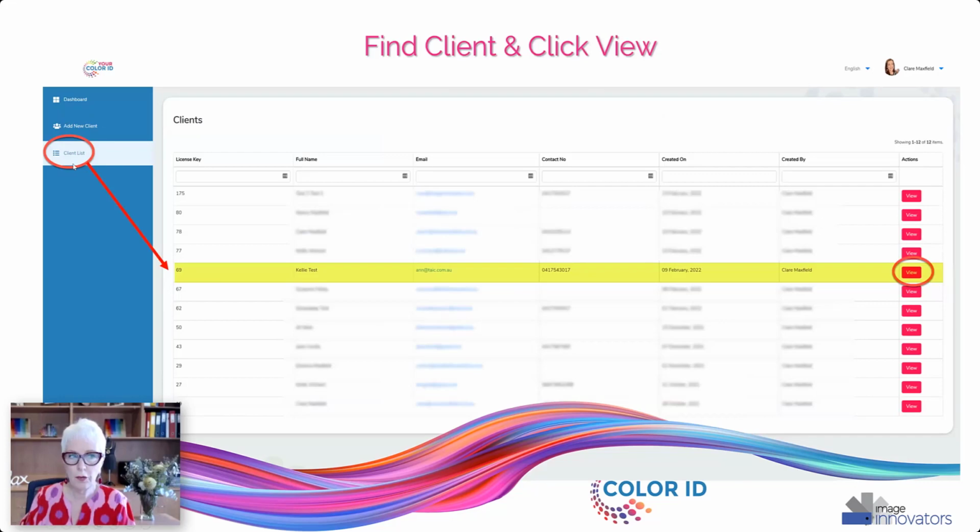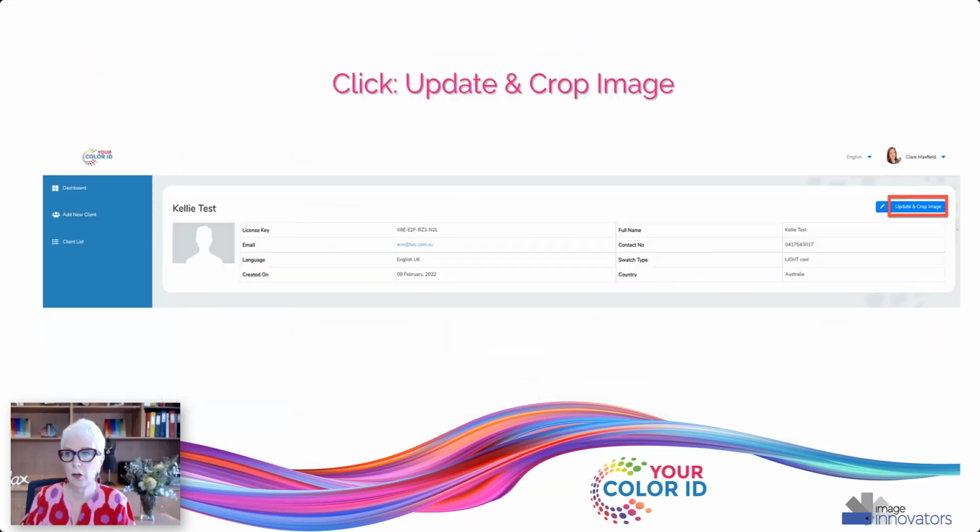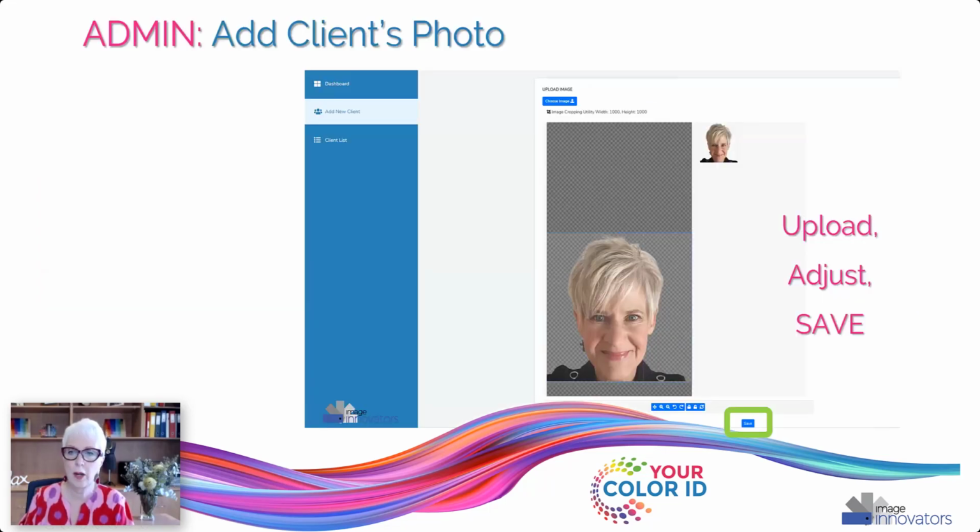Then you would go over to the client list, find the client, and go into view. Once you've clicked that, you go over, and that tells you everything that you've just put in for that client. You would go and press update and crop, and that's where you're going to bring in the photo of your client that you've taken the background out of, and of course center it and all that sort of thing.